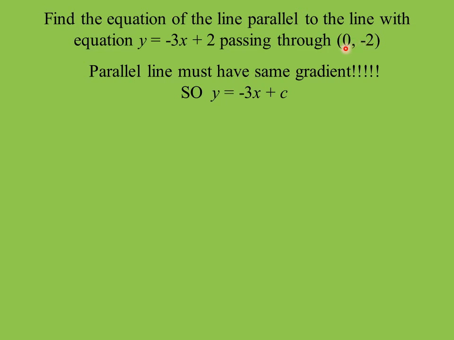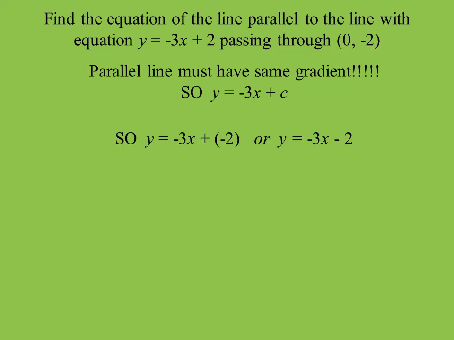Look at this. X value of 0, y value of negative 2. That actually is the y-intercept. So this one passed through 2, this one's going to pass through negative 2, so they'll be parallel because they've got the same gradient. So again, a parallel line must have the same gradient, and because I gave you the y-intercept coordinates, you've got your y-intercept.